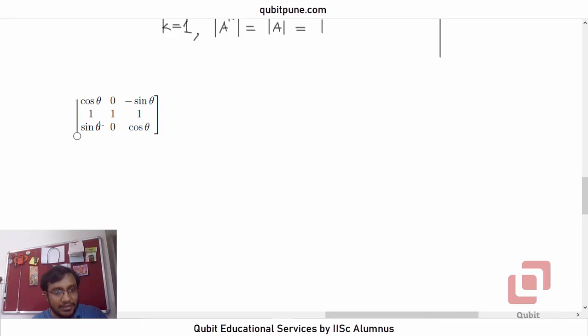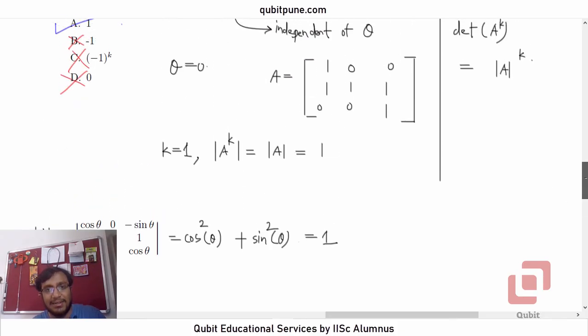Okay, so let me expand this. That's the determinant of A. How much is that? Cos theta into cos theta, so that's cos squared theta. Minus sin theta into 0 minus sin theta, so that's again plus sin squared theta. So the determinant is forever 1.